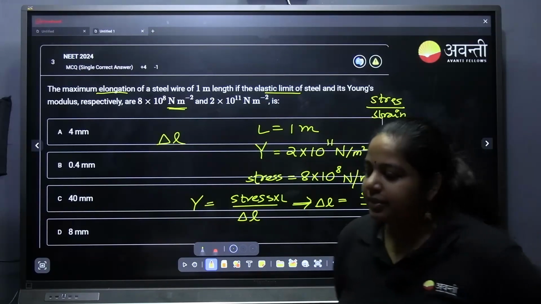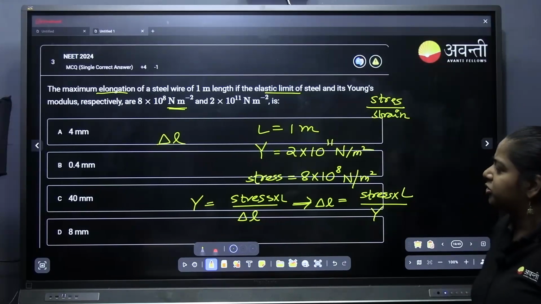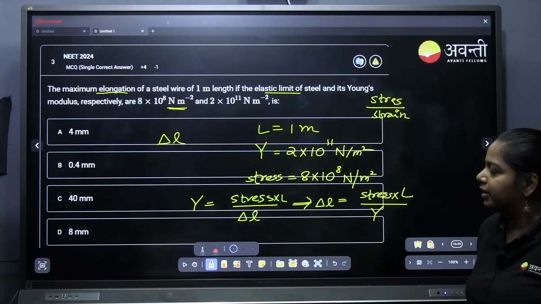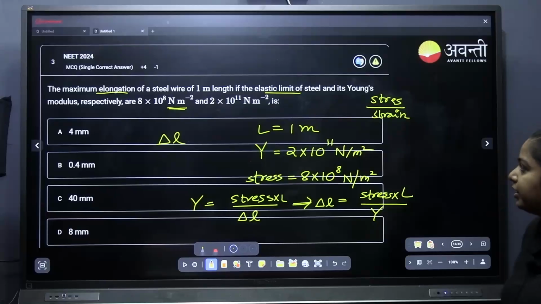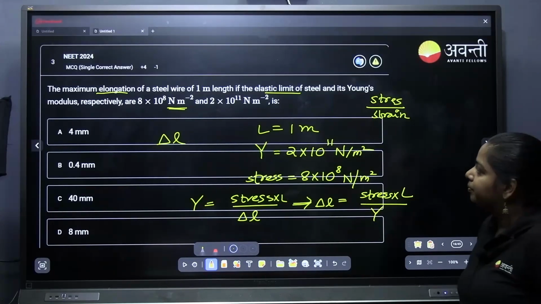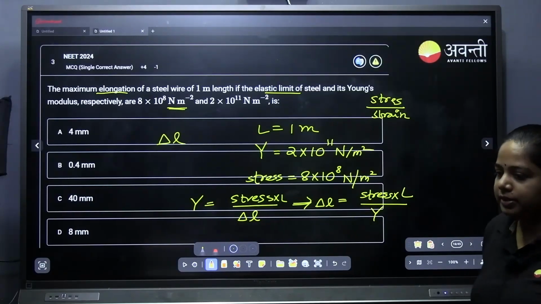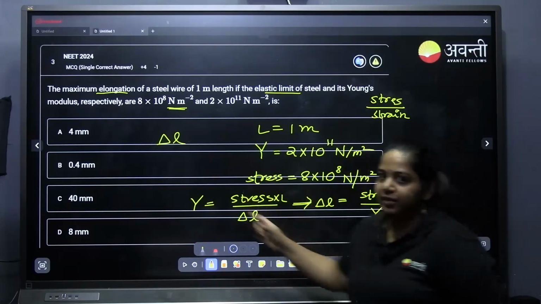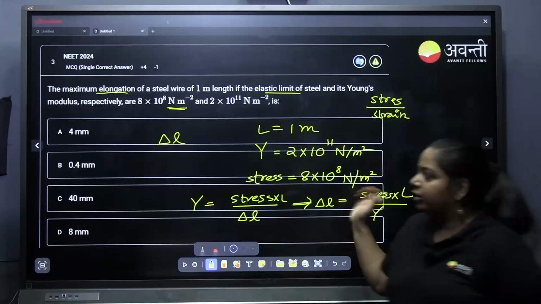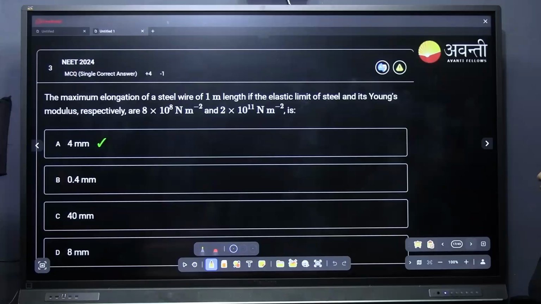Did anyone get any answer? Option B. Are you sure it's option B? Did you properly convert into millimeter? Option A. Yes, option A is the answer. Check the units. Here we are calculating in meter. You will get the answer in meter, but we have to convert it to millimeter. Okay, option A is the answer.